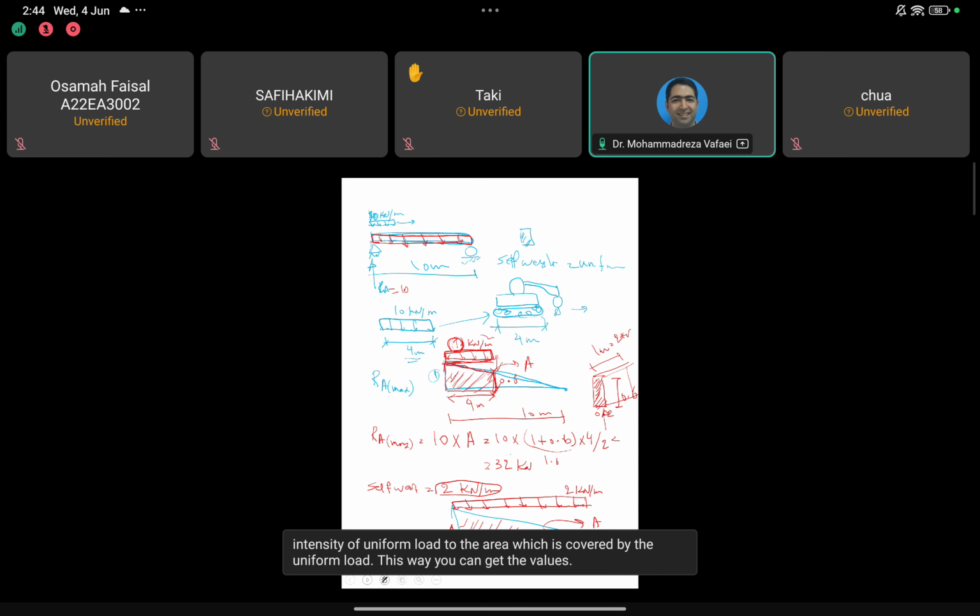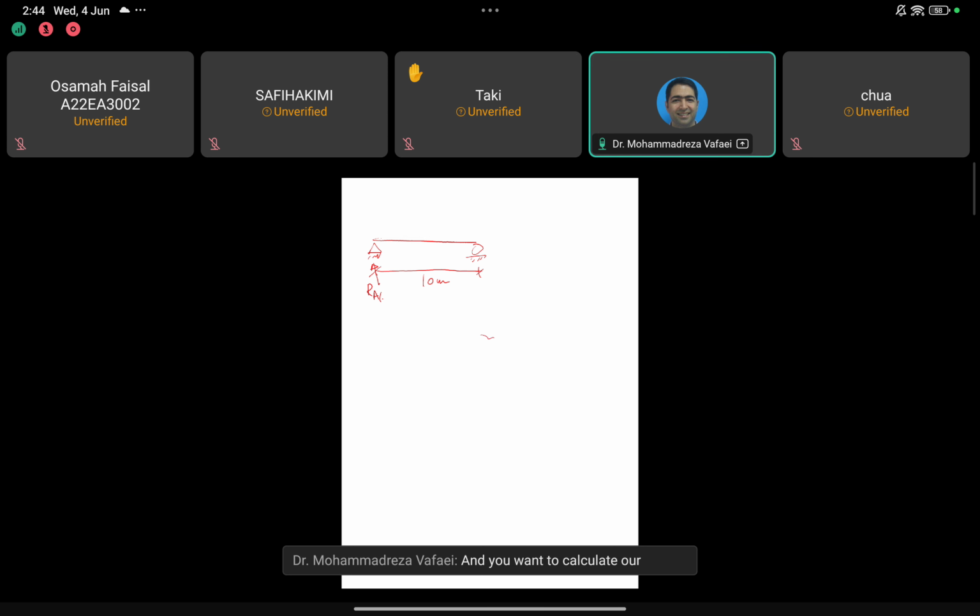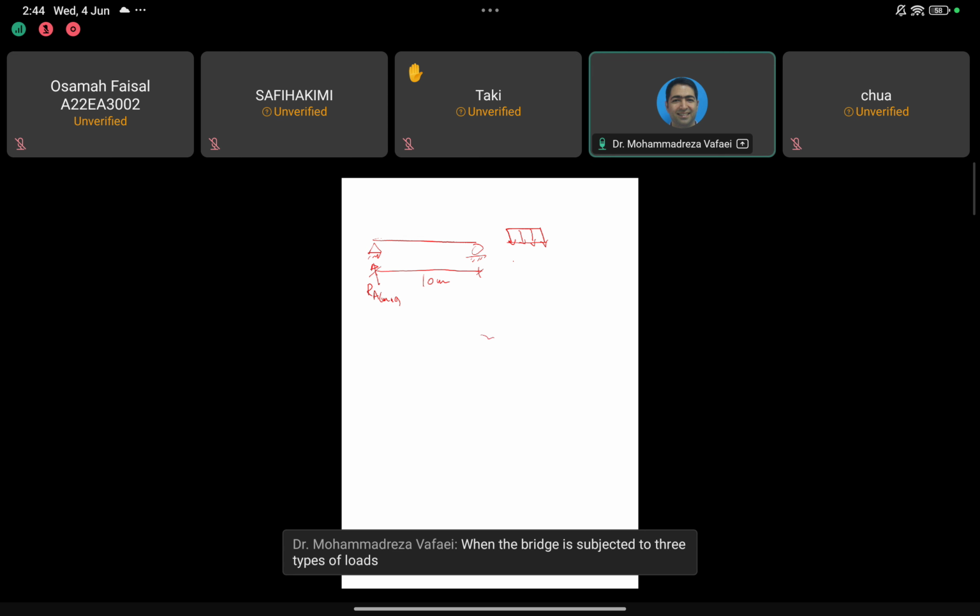Now let's make it a little bit more complete. What if our bridge is subjected to not only point load, but also uniform load at the same time? So let's say we have a bridge with a length of 10 meters, and we want to calculate our RA max when the bridge is subjected to 3 types of load. One is a uniform load with 2 meter length. Let's say it is 2 meter.